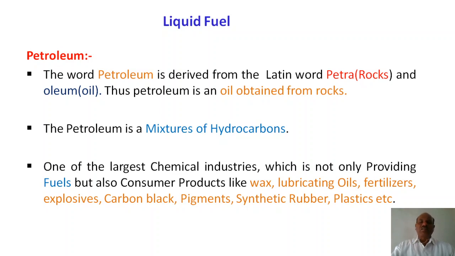Petro means rock and oleum means oil. So in the rocks there are some oils, also known as crude oil. This oil is collected and contains a number of mixtures of hydrocarbons. These mixtures of hydrocarbons are used in a number of chemical industries, in the lubrication process, fertilizers, explosives, carbon black, as well as pigments, synthetic rubbers, plastics, and many other purposes. So these are the liquid fuels that are used.